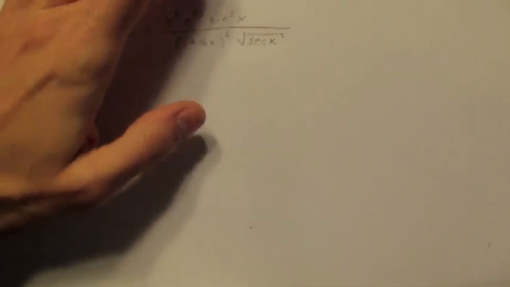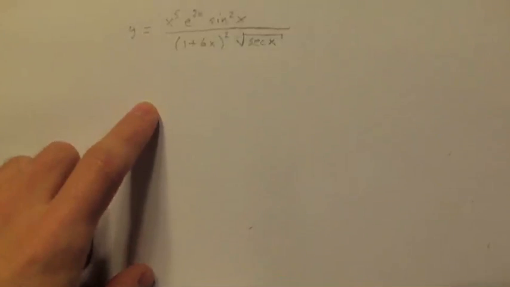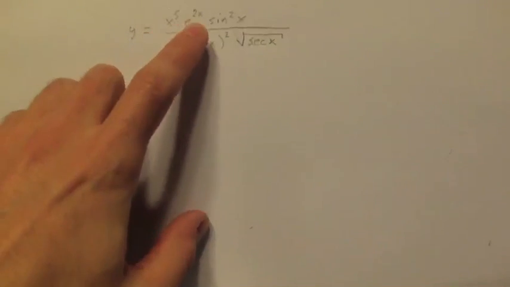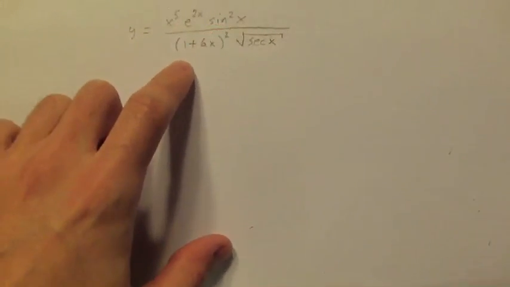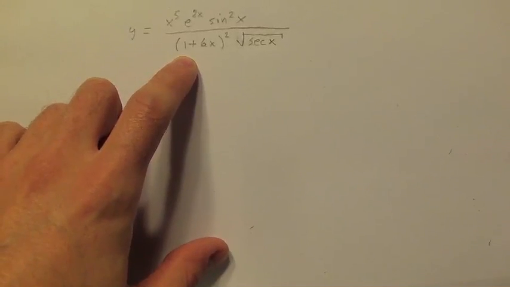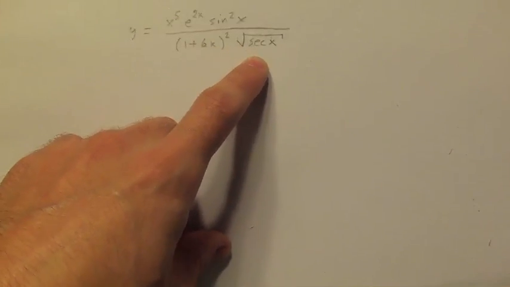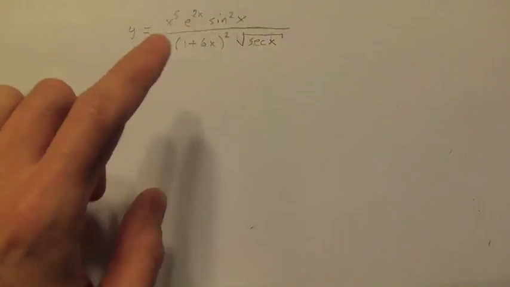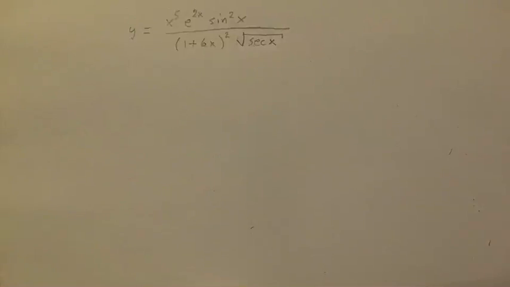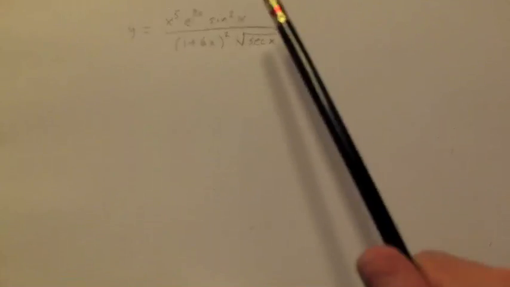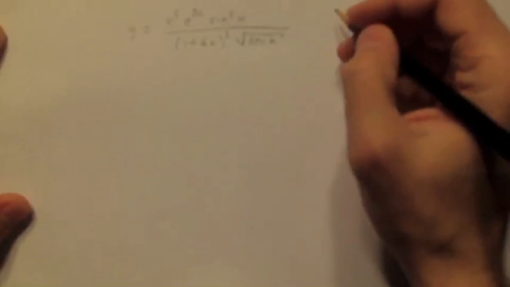And for many problems, it's not worth the trouble, but for something like this, say I have x to the 5th times e to the 2x times sine squared x over 1 plus 6x all squared times the square root of secant x. This would be disgusting to try and do just by taking the derivative, because it's going to be a quotient rule with a triple product rule at the top, chain rule, and a product rule on the bottom, 2 chain rules. Really unpleasant. But we can use what's called logarithmic differentiation.